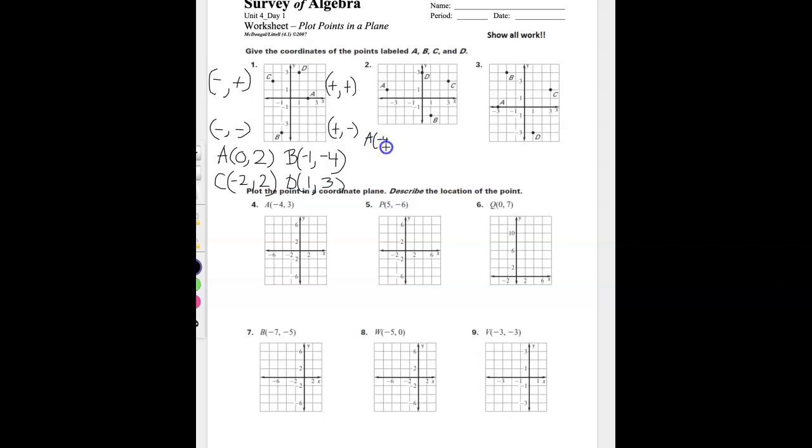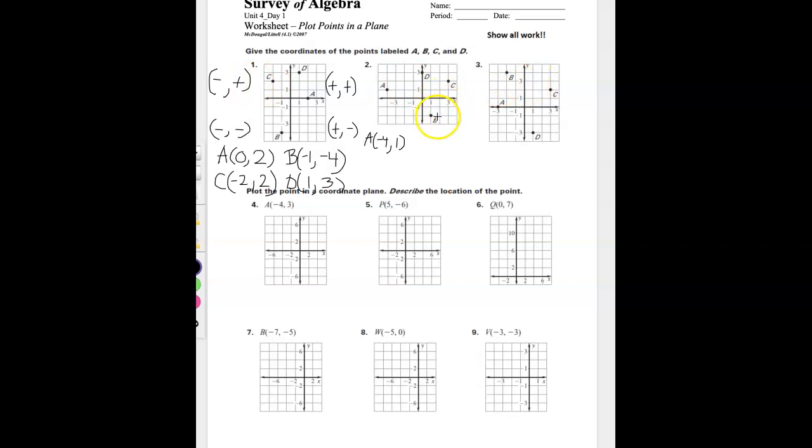And then it is going up on that vertical line for our Y, and it goes up 1. So it's going to be a negative 4 and a positive 1. And that is what that quadrant should have, a negative and a positive.